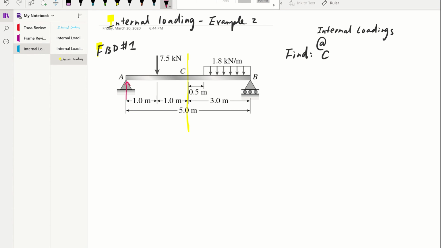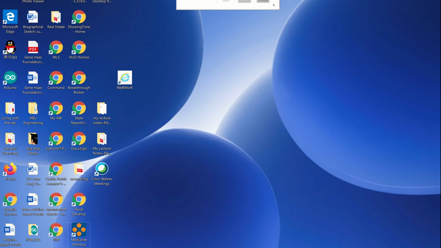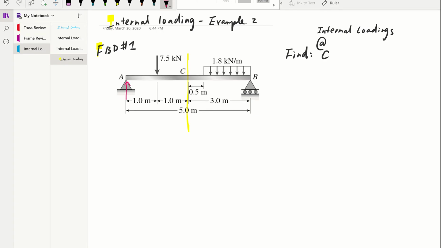It's a pin support, so we have AX and AY. So this is our AY, and we also have our AX. And for B, we'll only have BY. Okay, so first equation, forces at X direction, that will give us AX equal to 0.